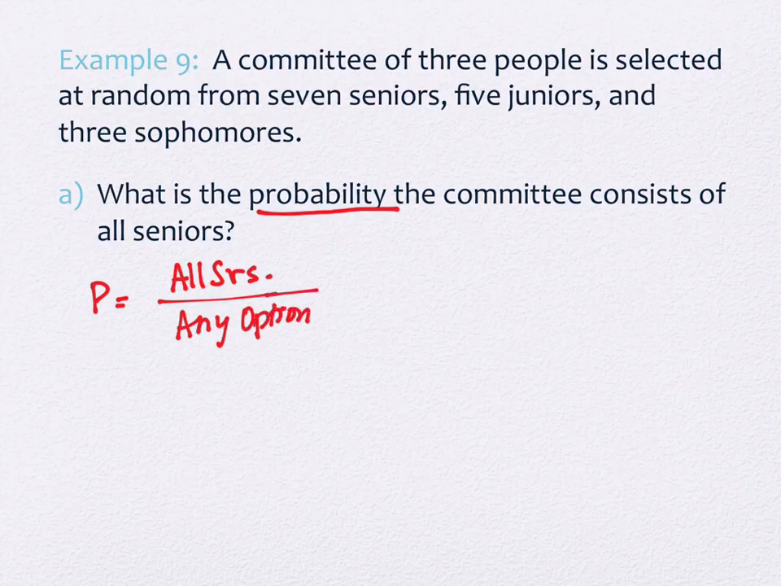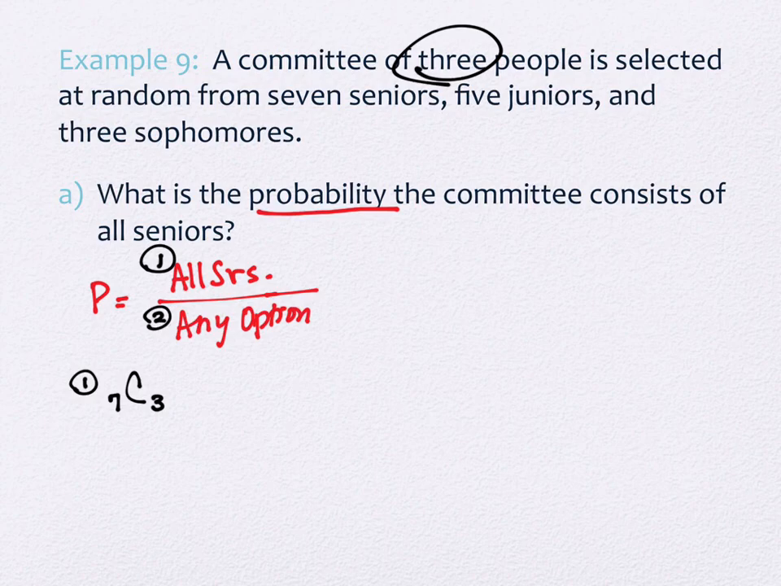That's what we have to do when we do probability. The number of ways we get what we want, in this case, all seniors, compared to the number of ways that anything can happen. So let's call this part A on top. Oh, we already have A, don't we? Because we're on A. Let's call this 1 on top and call it 2 on bottom. 1, we're going to try and get all seniors. Okay. How many seniors are there? 7. How many people are supposed to be on this committee? What's it say? 3. So we have 3 that we're selecting.